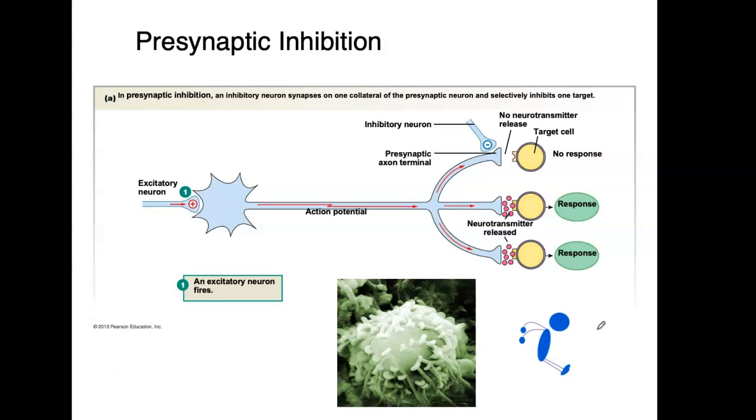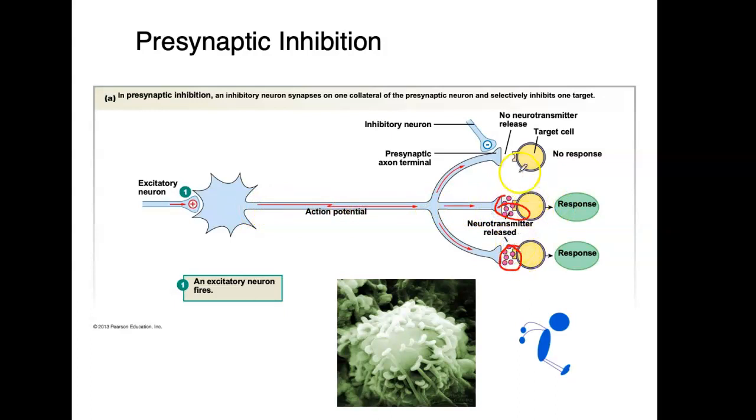There also could be a presynaptic inhibition. And in this case, an inhibitory neuron synapses on a collateral of the presynaptic neuron. So here we are, an excitatory neuron. It's reached threshold at the axon hillock. It travels, and it's reaching a response. It's going to release neurotransmitter.